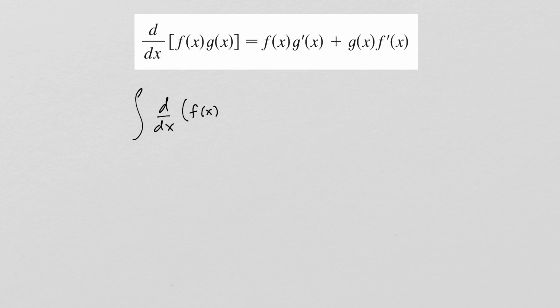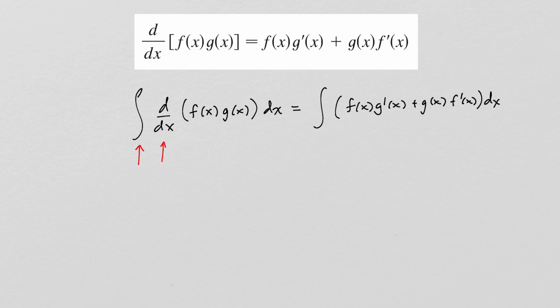So we have the integral of the left-hand side with respect to x is equal to the integral of the right-hand side with respect to x. Now, on the left-hand side, when you take the antiderivative of the derivative, the fundamental theorem of calculus tells us that those cancel out. And on the left-hand side, we just get the function f of x times g of x.